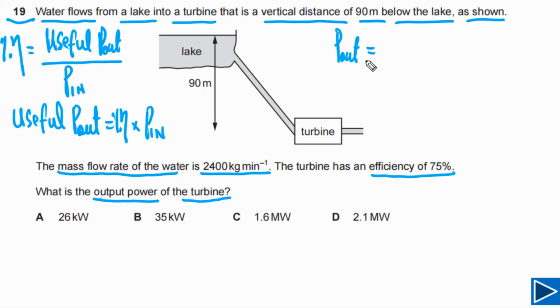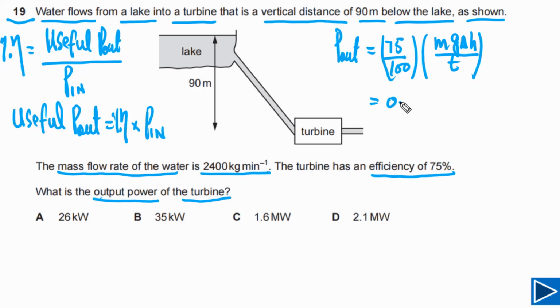So P out is equal to P in. First of all, we have to multiply with the percentage. This is 75%, so it simply means 75 divided by 100 multiplied by P in, and P in is mg delta H over T. But in this question, m over t is given. So let me write here: this is 0.75, but m over t is given to us.